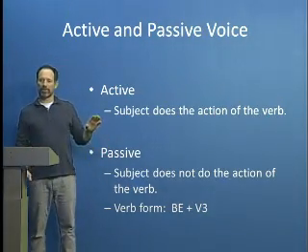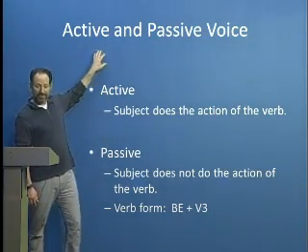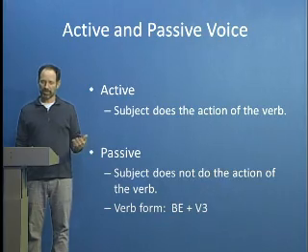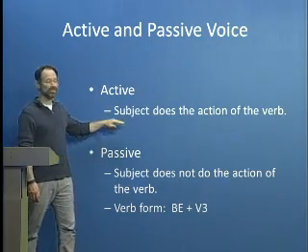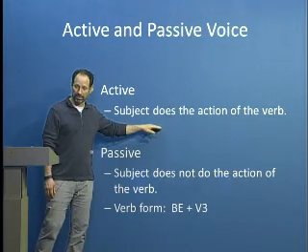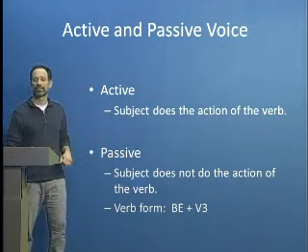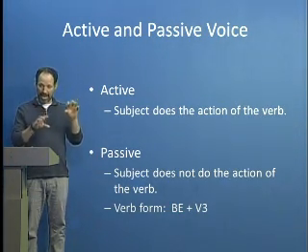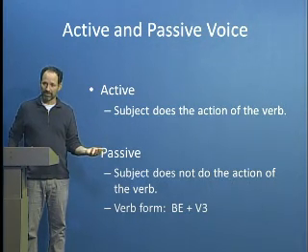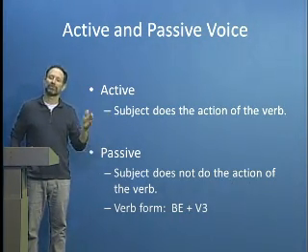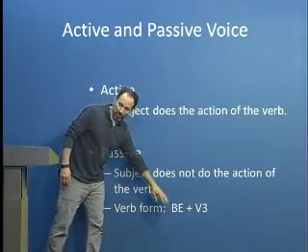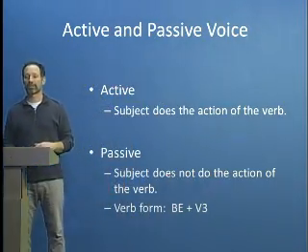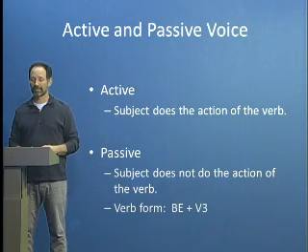So, today what we've talked about is recognizing an active and a passive voice verb in a sentence. Some things to remember: if it's an active sentence, the subject does the action of the verb. If it's a passive sentence, the subject does not do the action of the verb, or the noun in the subject position does not do the action of the verb. And we can also look at the verb form. If the verb is formed with some form of be plus the V3, or the past participle, then it's going to be a passive voice sentence.